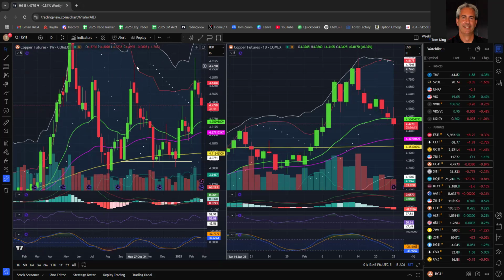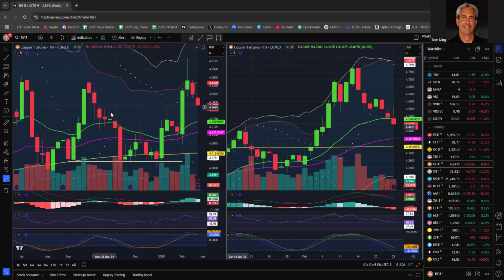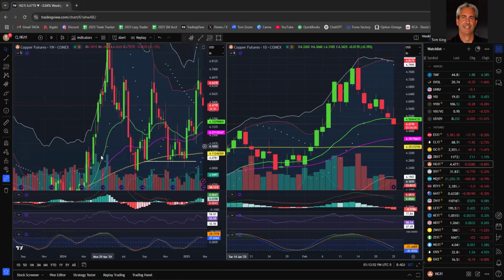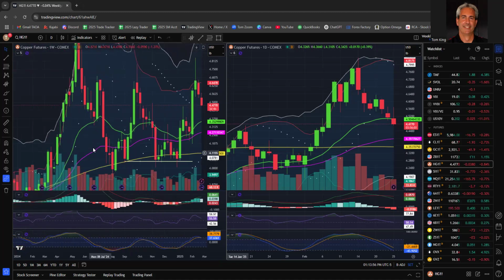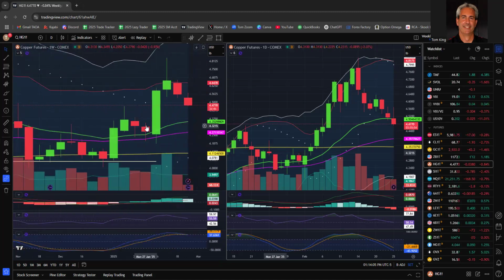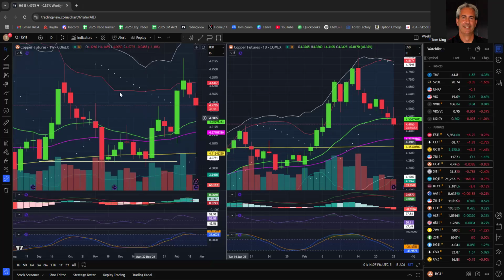If you break it to the upside, the farther away you get from the 21, and look how steep this 21 is, you can stay above it, but at some point you're still coming back to touch it. Now, you could touch it and go, or you can touch it and break, but either way, you're probably coming back to it at some point in time.